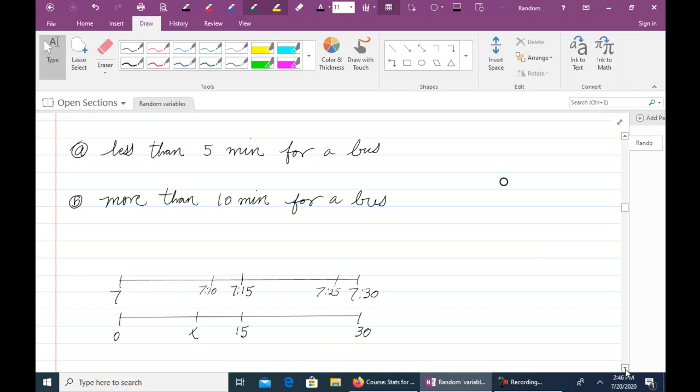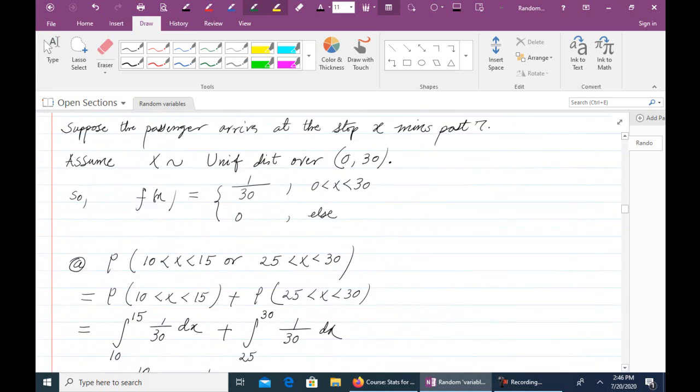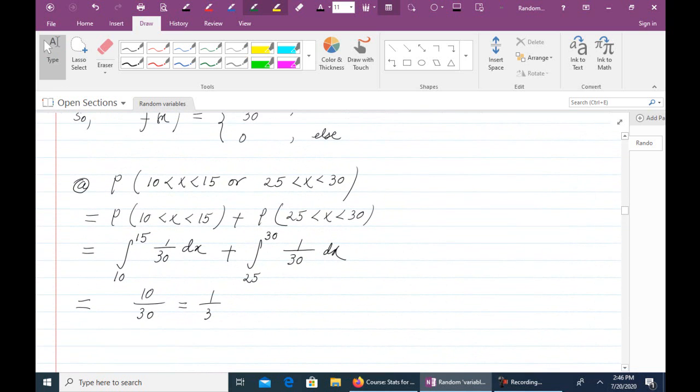So then we are asking, what's the probability that x is between 10 and 15, or x is between 25 and 30? Now, the event that x is between 10 and 15 and the event that x is between 25 and 30 are disjoint. So I can write this probability as the probability that x is between 10 and 15 plus the probability that x is between 25 and 30.